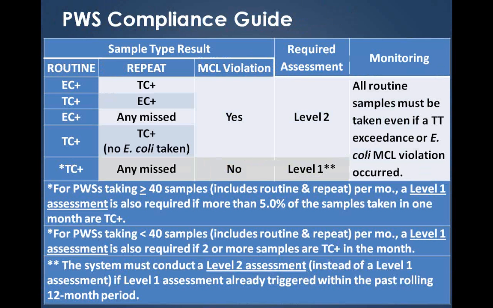Yeah, I guess what's new is that in this case, even if a treatment technique exceedance or an E. coli MCL violation occurs, that's the new aspect, right? That you might have a treatment technique exceedance and have to do an assessment, whereas in the current TCR you didn't have to do that. Right, that's the difference. It's the assessment rather than the MCL. But under both rules, whenever something is triggered, you're still required to continue until you have taken all of your required routine samples, and you are still required to take at least one round of repeat samples for any total coliform positive routine sample under any circumstances.